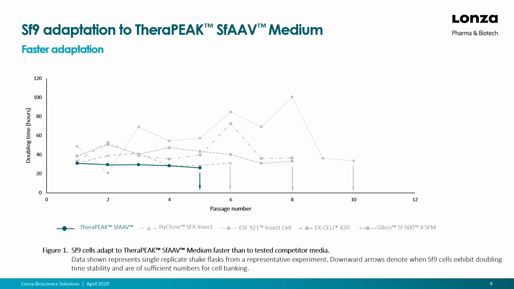As you can see with TheraPEAK SfAAV Medium, we were able to create our master cell bank in 5 passages. However, with other media tested, it took us between 6 and 10 passages before the cells adapt to the new medium. Following the creation of the master cell bank, we decided to look at the growth performance of SF9 cells in each medium, and more specifically the doubling time over 40 passages.